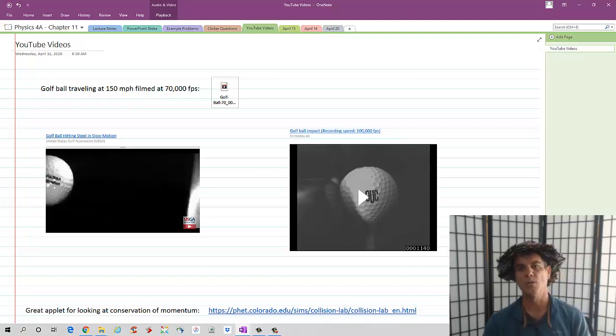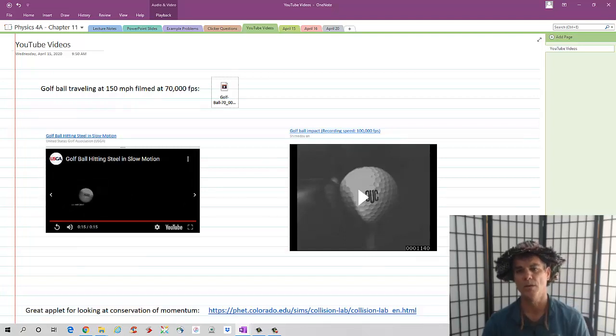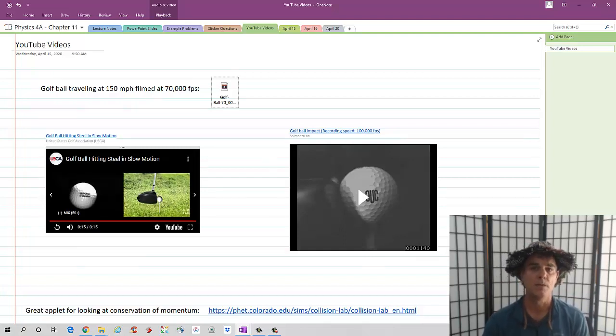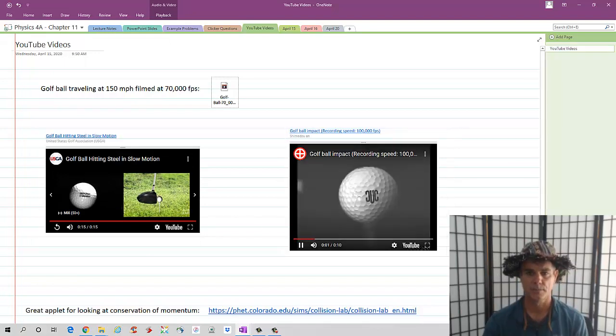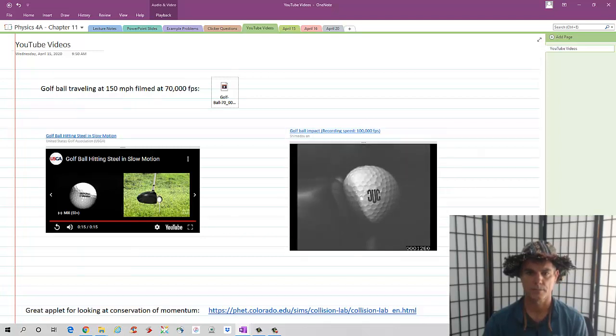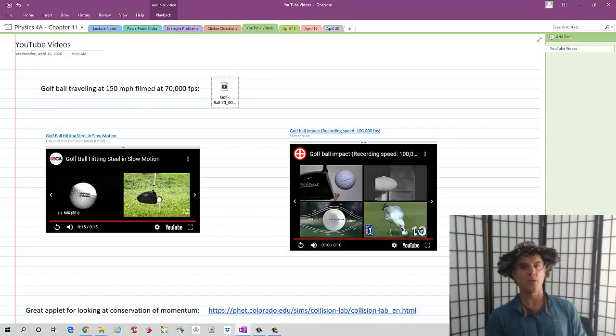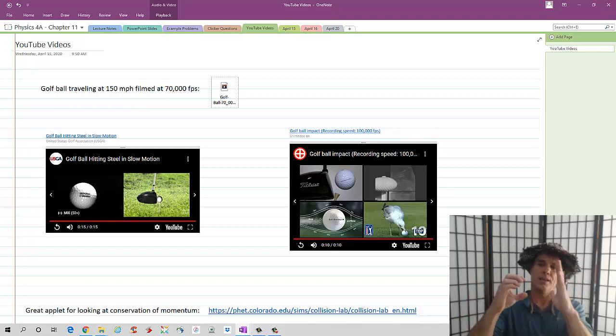And let's just see one more. Here's a golf ball hitting a golf club at 100,000 frames per second. So what you hopefully see in these real videos is when the golf ball is impacting the golf club or the wall, the ball starts to compress as it hits the wall or the golf club, reaches some maximum compression, and starts to expand again.